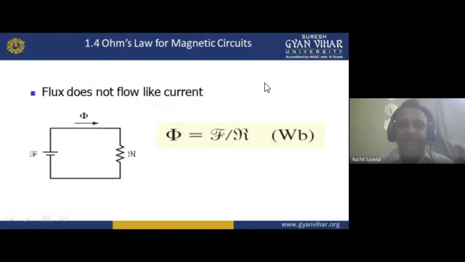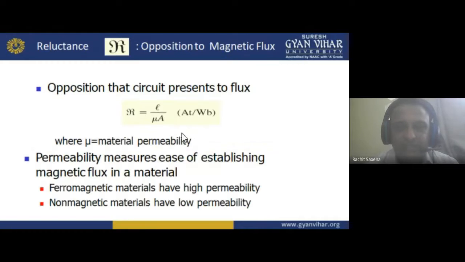And as I earlier told you, the flux has the unit Weber. So here we have the Weber. Understand? And this reluctance, I earlier told you about this thing. Here the reluctance, and reluctance we can also call as L by mu A.